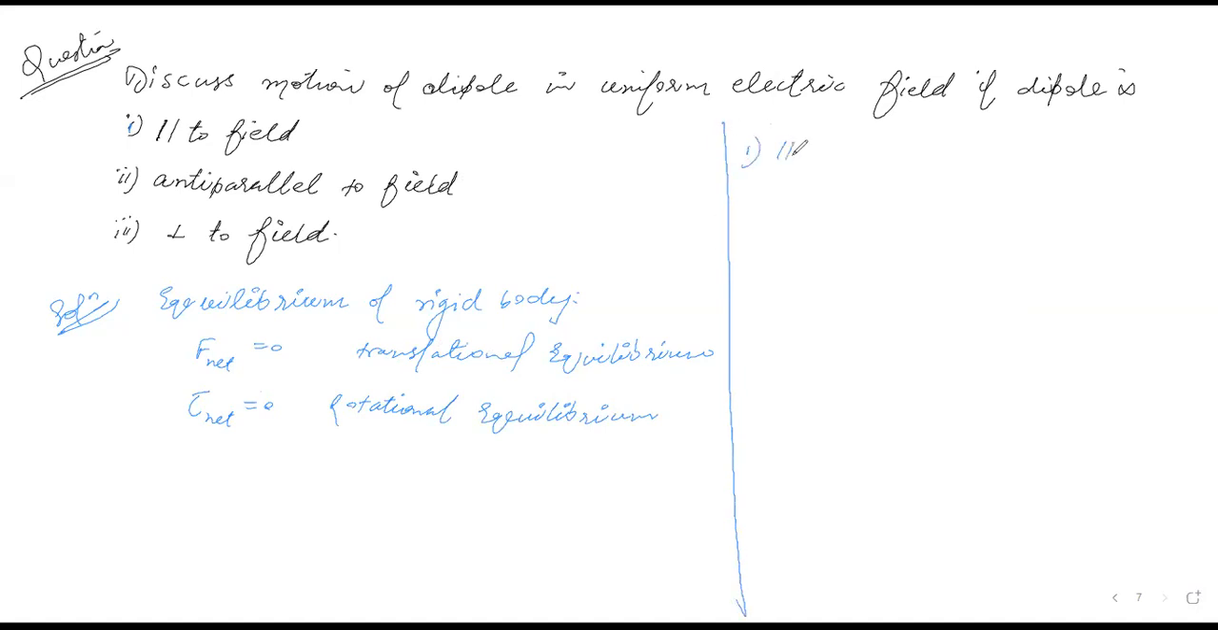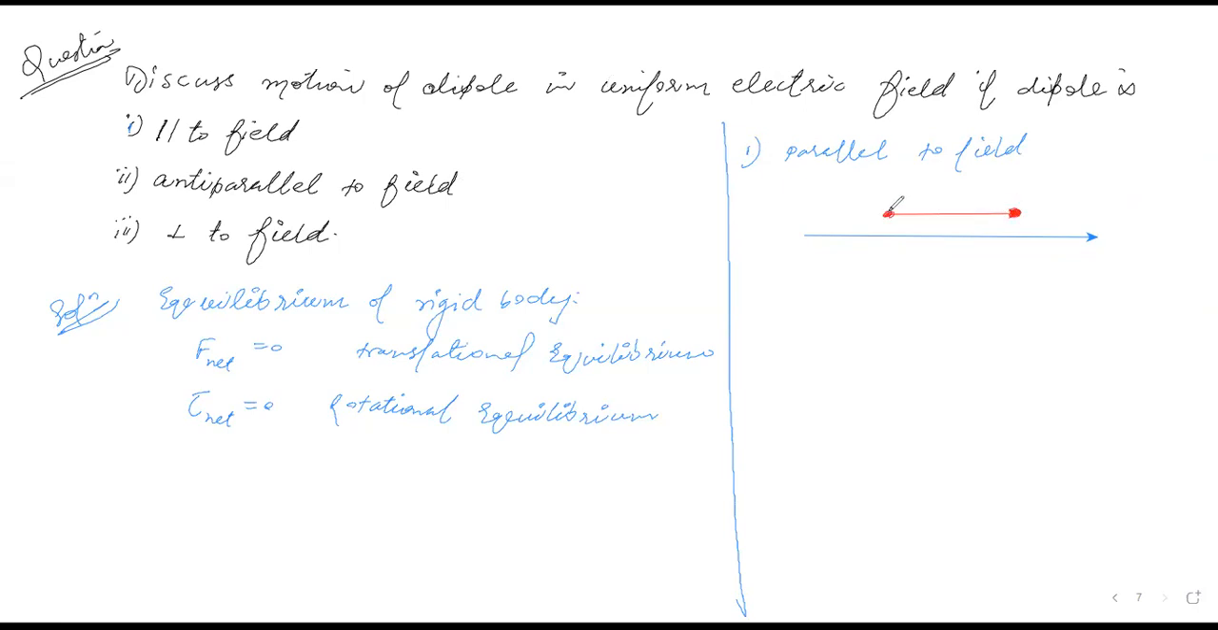Done, sir. The first one is parallel to field. I mean, your dipole is placed parallel to field. Let's see here. This is your dipole. I mean, this is your field. Suppose that this is your field and the dipole is placed in such a way like this. This is your dipole.